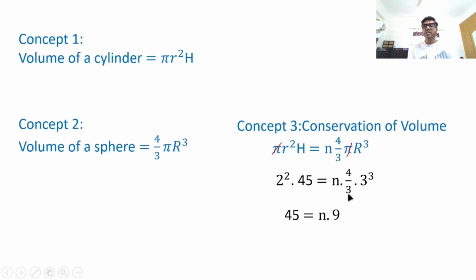So then you go to the next step here. This 45 continues. n into this, 4 gets cancelled. 3 cubed by 3 is 3 squared, 9. And 9 fives are 45. And so 5 equals n. Otherwise, the number of spheres that are being created out of the cylinder is equal to 5. 5 spheres have been created here. So that's the answer. Thank you very much.